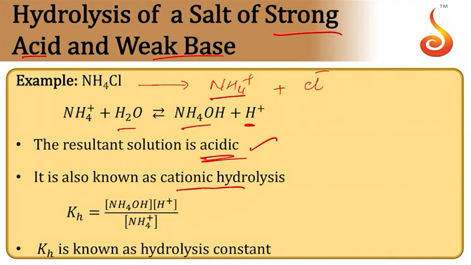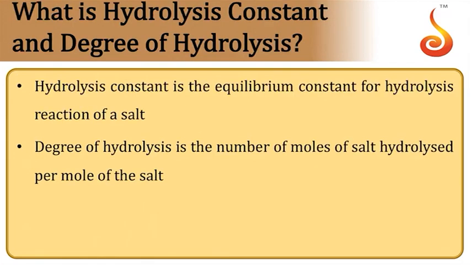It is also called cationic hydrolysis because here the cation reacts with water. Now, coming to the hydrolysis constant, Kh will be equal to the product of ammonium hydroxide and H plus divided by NH4 plus ions, which gives us the hydrolysis constant, called Kh.